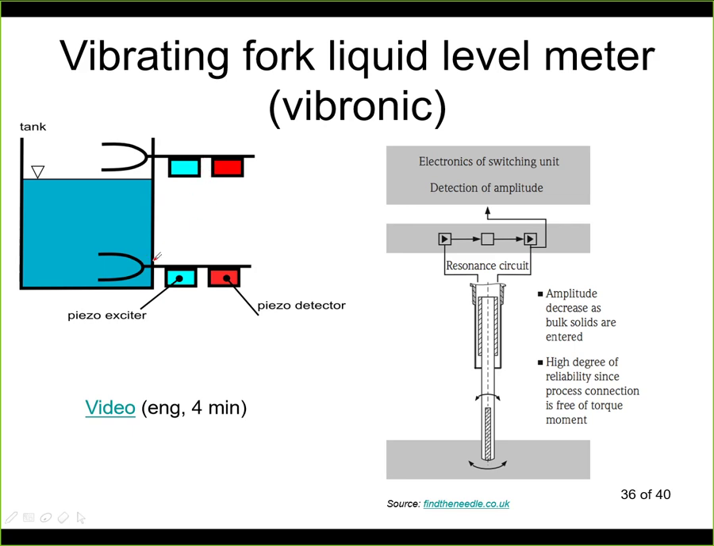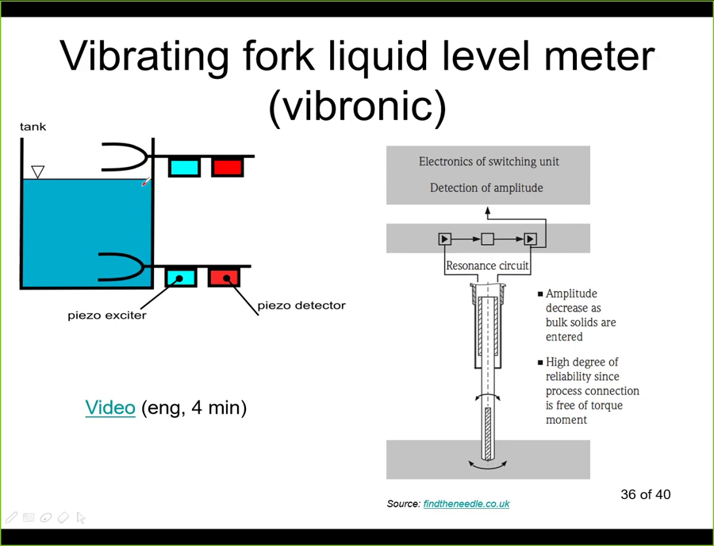Now the way it works is that we are looking for vibrations of a mechanical assembly that looks like a fork. So it has this shape like a fork, and we are imposing some vibrations. So we have a piezoelectric exciter that makes this vibrate, and then we have a detector, again a piezoelectric crystal that detects the vibrations. And again, I recommend you to take a look at this video so that you can have an idea. They have a very nice animation there.